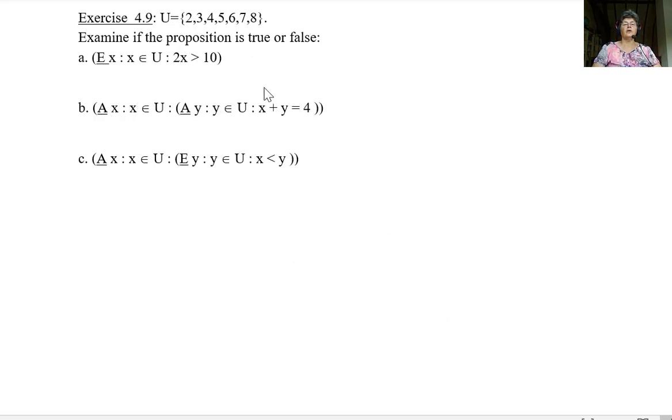Exercise 4.9. We need to examine whether a proposition is true or false. Let's have a look at the first one. There is an element x coming from the universe, and the universe is given by 2, 3 until and including 8, in such a way that 2 times x is larger than 10. Okay, no problem. That is true. Let's just take, for example, x being 7. Then 2 times 7 is 14, larger than 10.